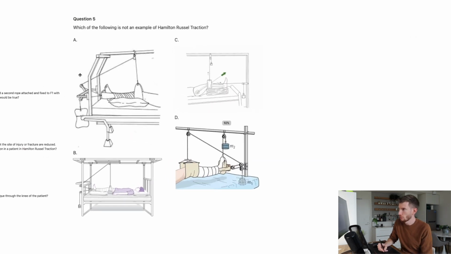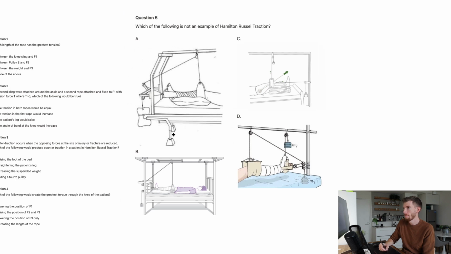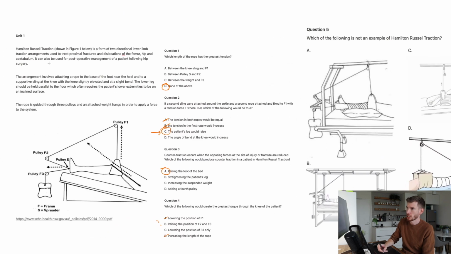And then finally, number 5, which of the following is not an example of Hamilton-Russell traction? So we basically have to go diagrammatically here, right? We've got some information about when it's used and the fact that we've got the leg parallel to the ground and some other features.